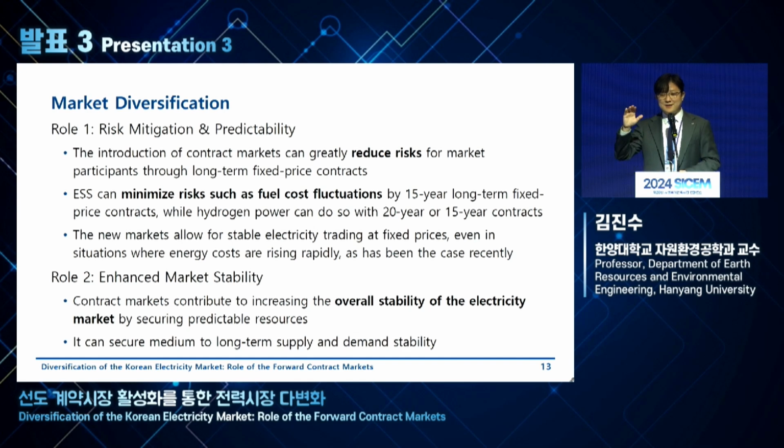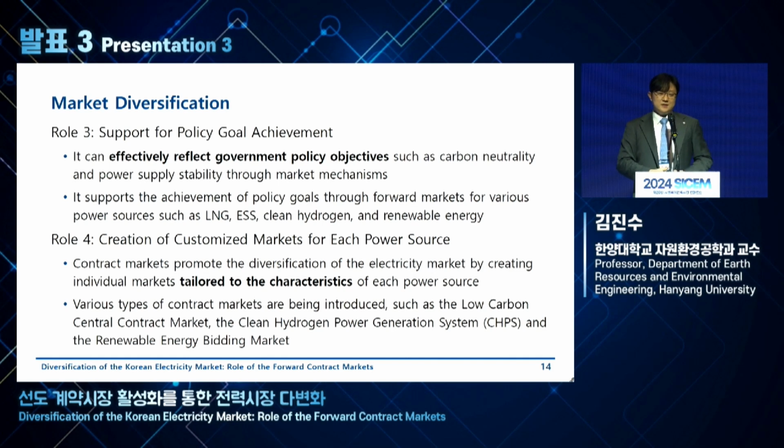So based on the risk mitigation and predictability, the market can get more stable. In the overall electricity market, it can help the market get more stable. And as for the support for policy goal achievement, for the policy goal achievement alone, the centralized system might be much better, and the single market might be better. But for carbon neutrality and an integrated energy system, we need something else.